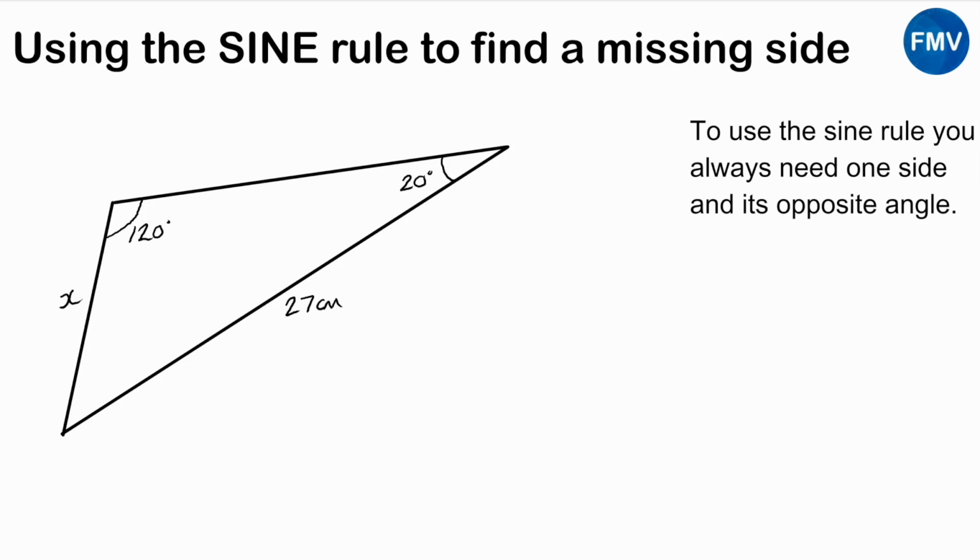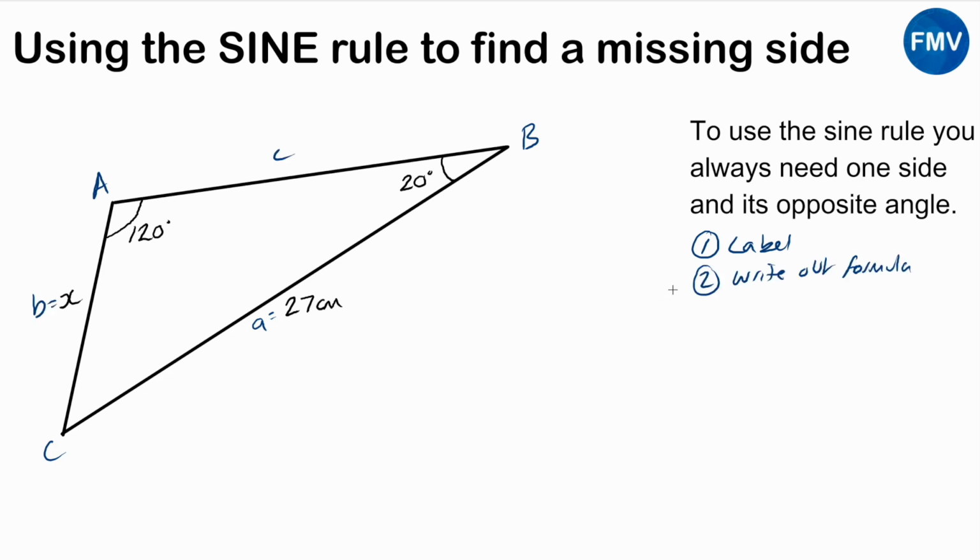Hi everyone, welcome back. So now we're going to look to use the sine rule to find a missing side. Step number one is to label the diagram. So I will label this A, this B and this C, and they're opposites. In this case that is A, that is B and that is C.